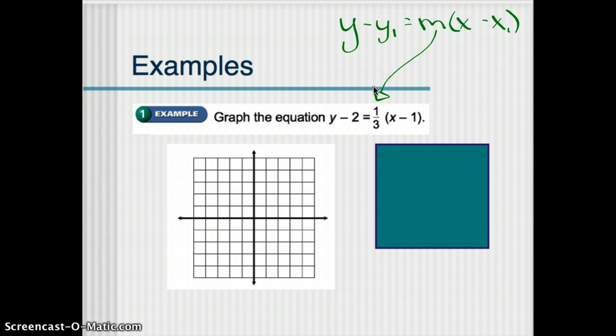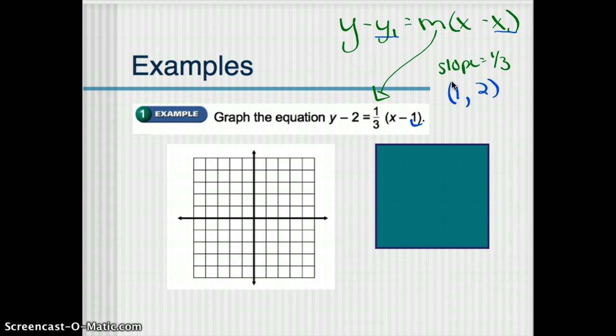Hey, there it is. My slope in this equation is 1/3. The second thing I like to notice is what point does it go through? So x minus x sub 1, y minus y sub 1. So x minus 1, that means 1 is my x coordinate. Y minus 2, that means 2 is my y coordinate. So it goes through the point (1, 2).